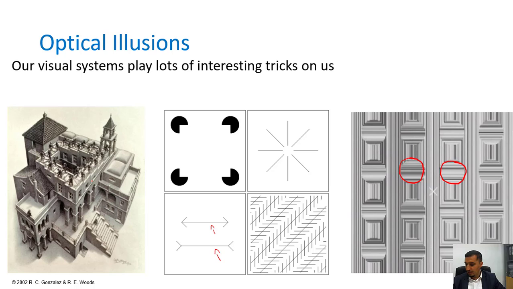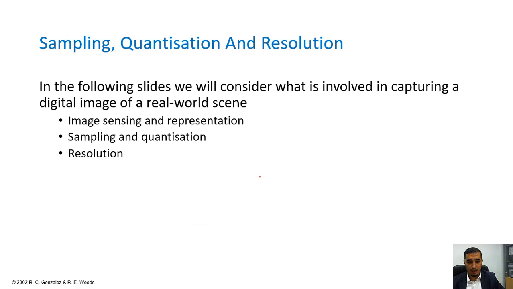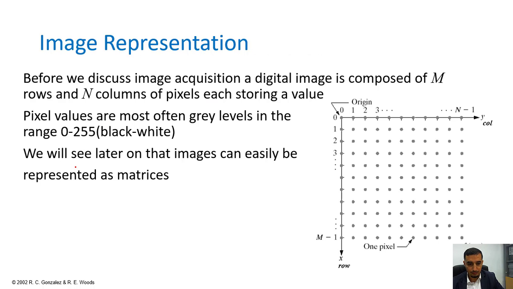Now if you look here, you feel this is a three-dimensional image, but actually it's a two-dimensional image. But this is all again optical illusions. This is how your brain starts playing tricks on you. Now, in the following slides, we will consider what is involved in capturing a digital image of a real-world scene. So we are going to talk about image sensing and representation, sampling and quantization, and resolution.